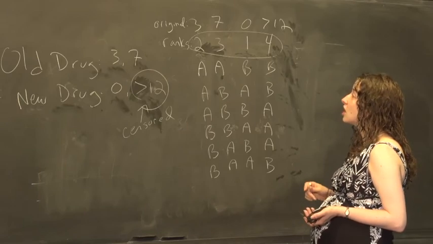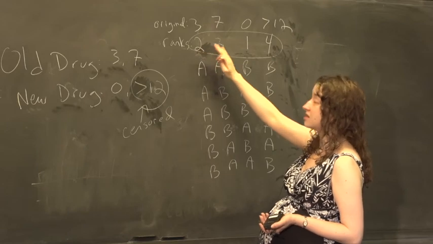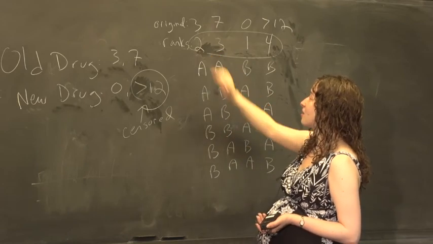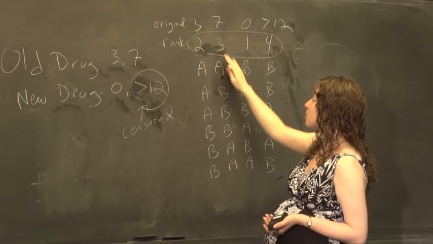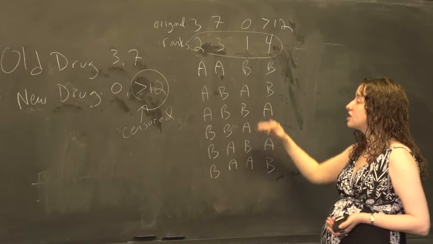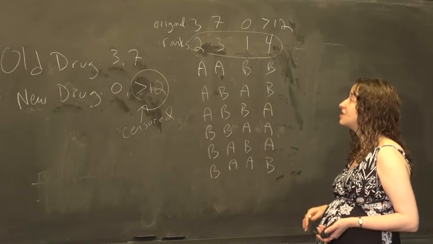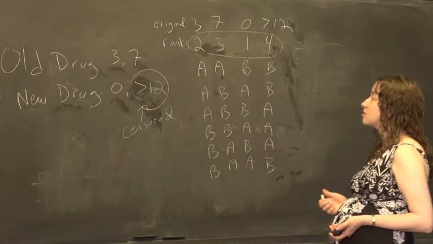So under that null hypothesis, regardless of whether person 1 is assigned to group A or group B, the rank would always be 2. Regardless of whether person 2 is assigned to group A or group B, the rank would always be 3. And so for each of these possible randomizations, I should be able to calculate any summary I want of these numbers.